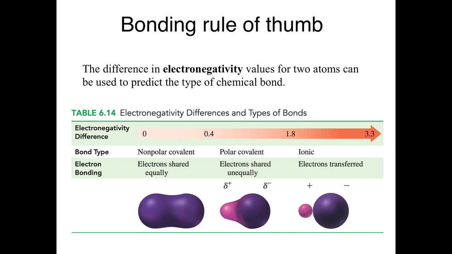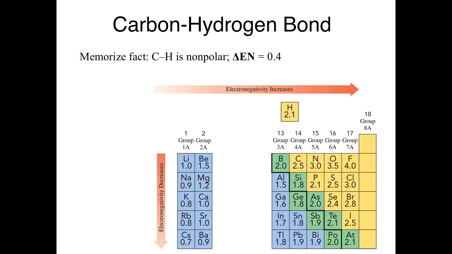Now actually, I don't like to use this chart very much because I like for students to have a more fluid understanding. So I want you to be able to predict whether something is polar, nonpolar, or ionic just based on the periodic table itself. And to help you do that, you should memorize this fact that carbon and hydrogen is always going to be nonpolar. Remember, because their difference in electronegativity is 0.4. Anything other than that, you can use logic to reason.